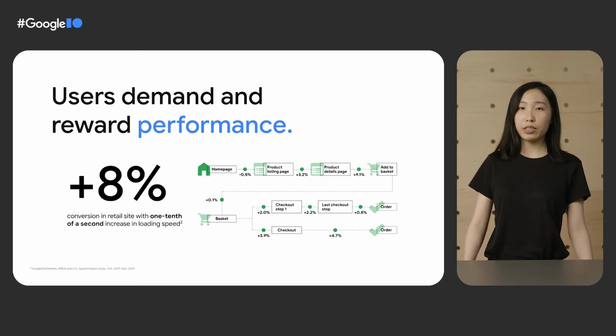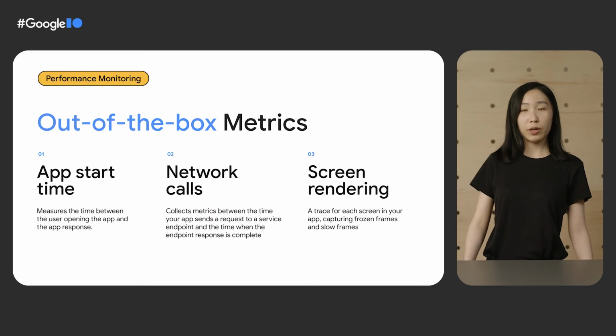Improving site speed by just 1/10 of a second increases progression rates on almost every step of the mobile purchase journey. Notably, retail sites saw an 8% increase in conversion rates due to site speed improvements, just 1/10 of a second. This is where Firebase Performance Monitoring can help.